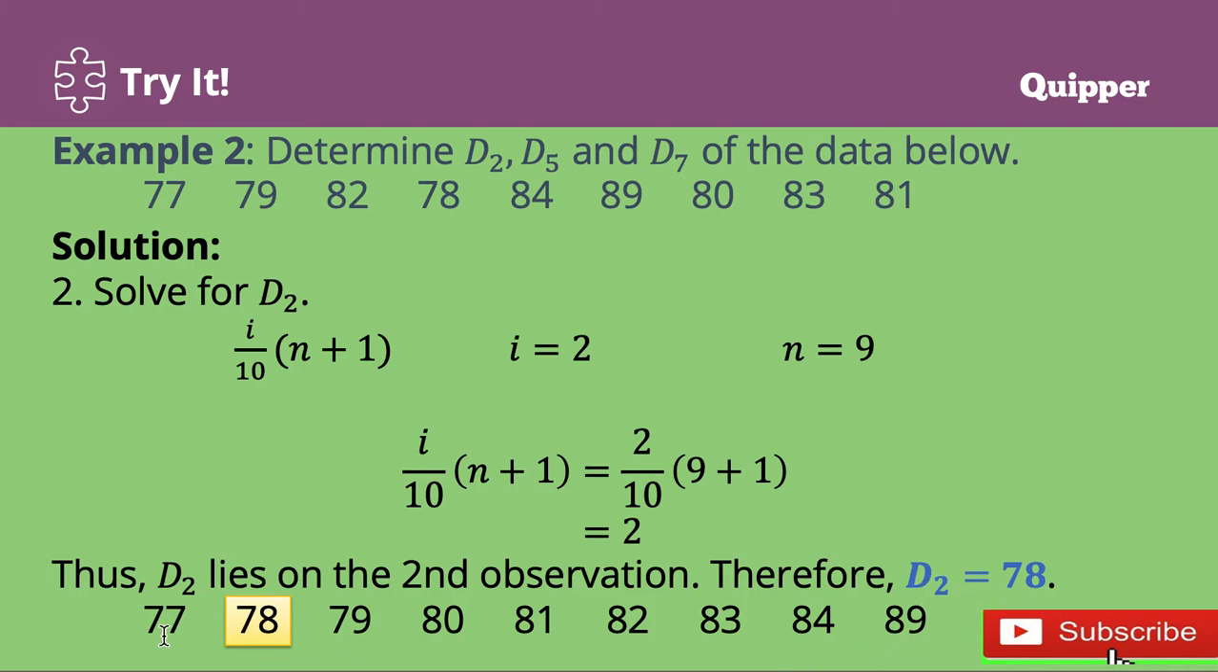Of course, we will be using the arranged data. So we'll just count 1 and 2 since we are to find the second decile. And the second decile lies on the second observation. That's why D sub 2 is equal to 78.